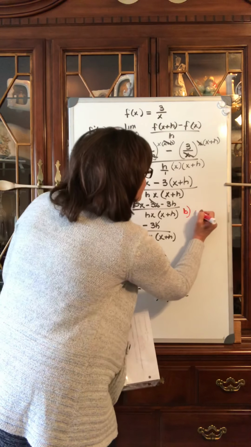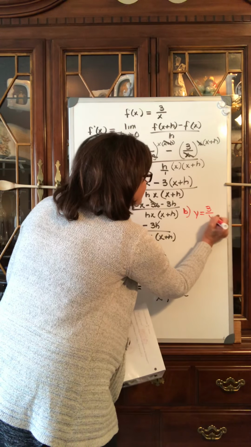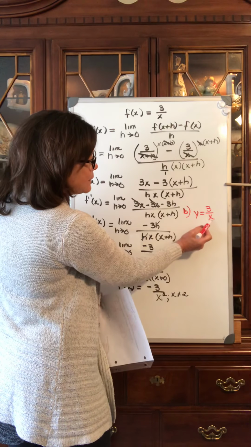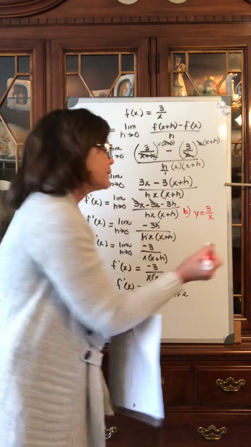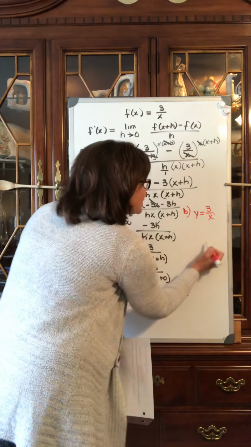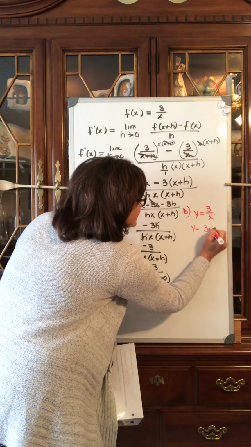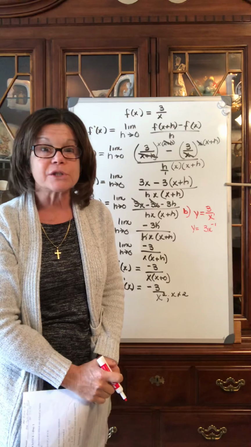So our original function, y is equal to 3 over x. Remember that this x that's down in the denominator, I could write it in the numerator with a negative exponent. This is 3 over x raised to the first. So I could still write the original function as 3 times x raised to the negative 1. That's the same function. That's my original function.